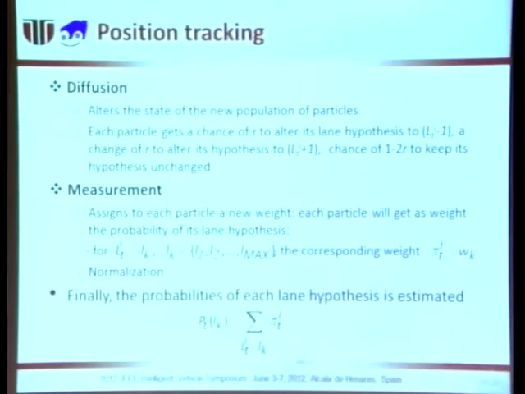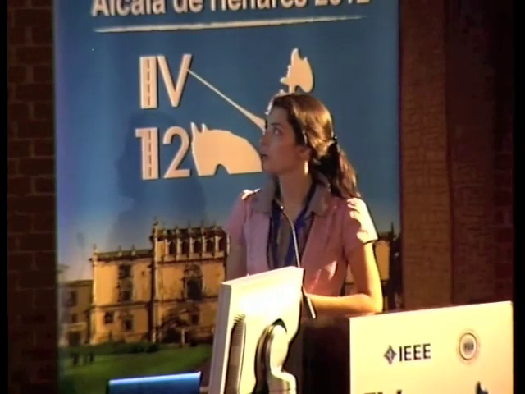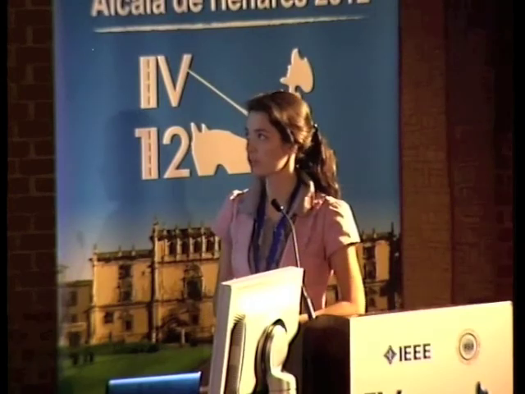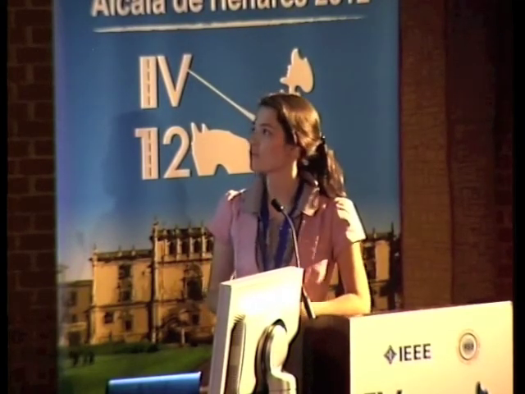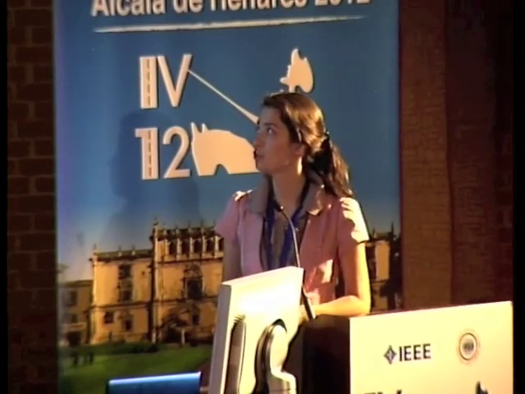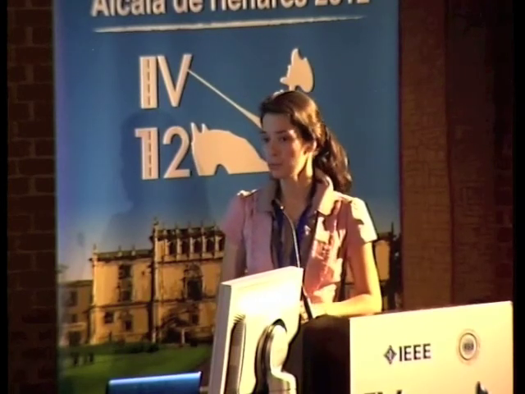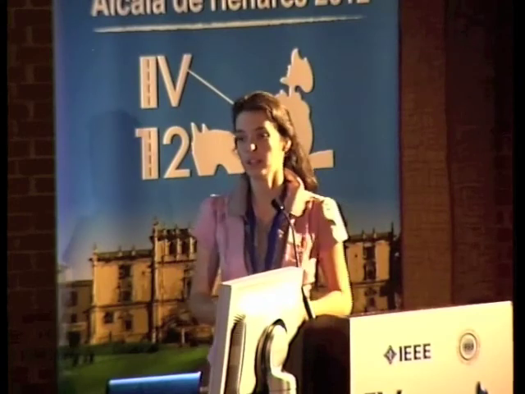The measurement step is the one in which a new weight is assigned to each particle. The weight comes from prior reasoning obtained from the Bayesian network, not measurements. So for each particle, we get its corresponding new weight. We then perform a normalization, and the steps are repeated again. Finally, the probability of each lane hypothesis is estimated by summing the weights of the particles sustaining that hypothesis.